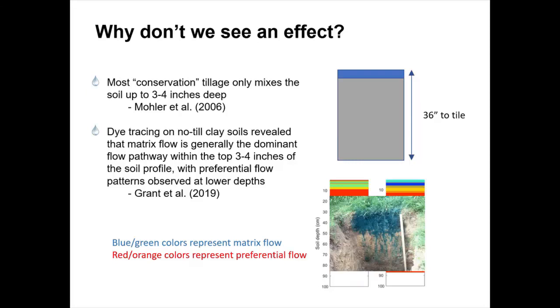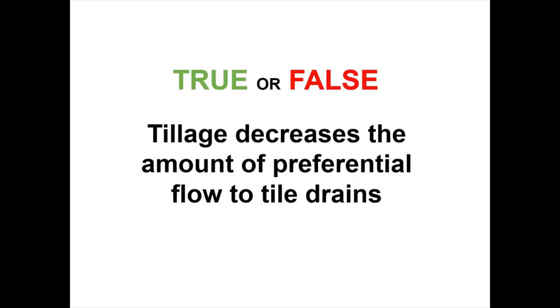So if we mix those matrix flow pathways up with more matrix flow, we don't change anything. And that's why there's no difference in the way water moves through the soil profile with tillage. That doesn't mean there's not an effect on phosphorus, but for water movement, it doesn't change how water moves. So, true or false, tillage decreases the amount of preferential flow paths to tile drains? That's false.